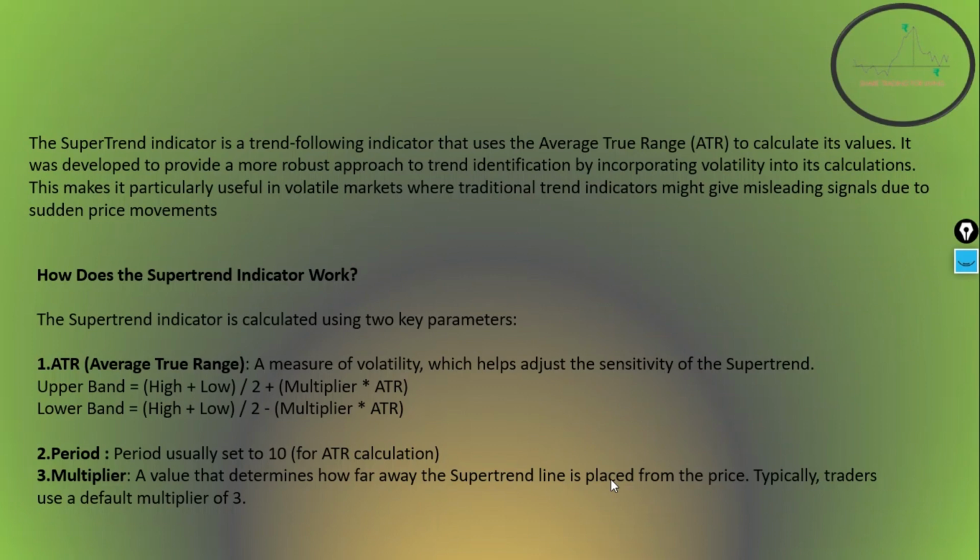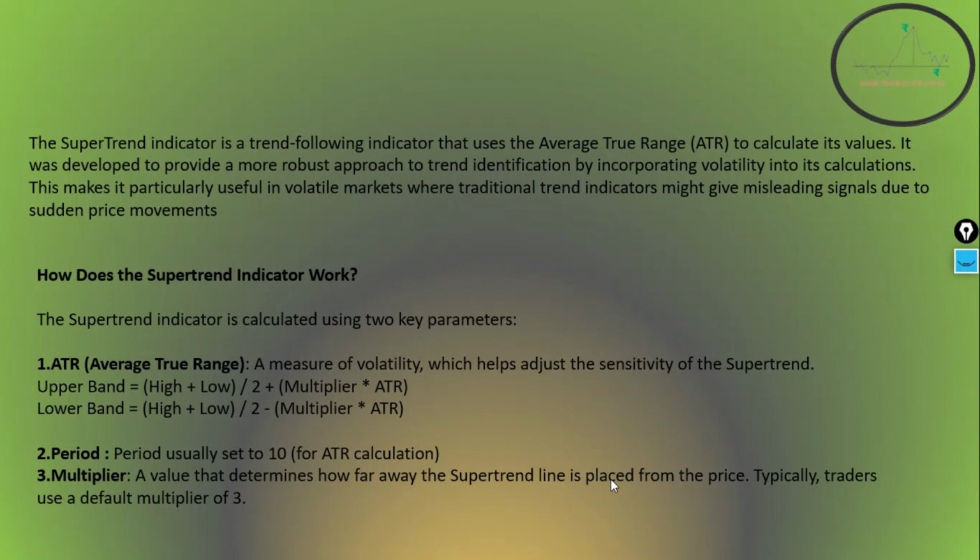Supertrend indicator is a trend following indicator that uses the average true range to calculate its value. It was developed to provide a more robust approach to trend identification by incorporating volatility into its calculation. This makes it particularly useful in volatile markets where traditional trend indicators might give misleading signals due to sudden price movement.